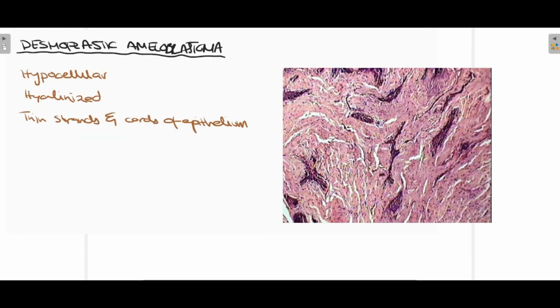Now the last histological type of ameloblastoma is desmoplastic ameloblastoma, which is also rare. Now in this picture you can see there is hypocellularity. Very few cells are visible as compared to other variants of ameloblastoma. There is also hyalinized tissue, and there are thin strands which you can appreciate in this histological picture, and there are cords of epithelium present. So these features may give you an idea that desmoplastic ameloblastoma is present in this particular patient.